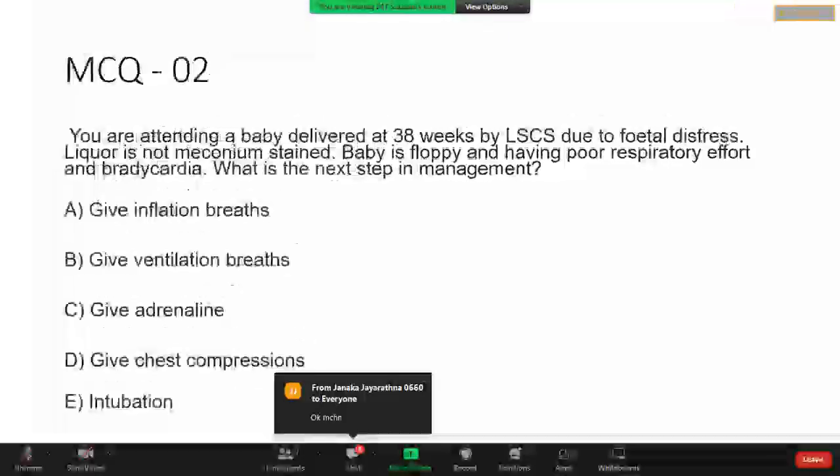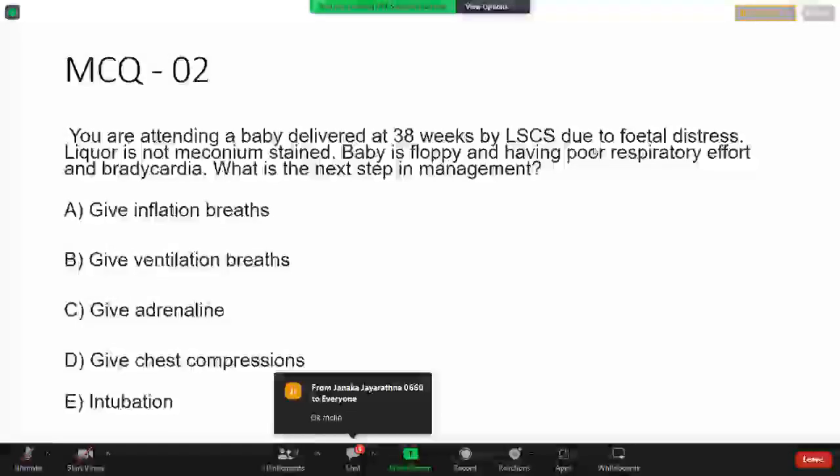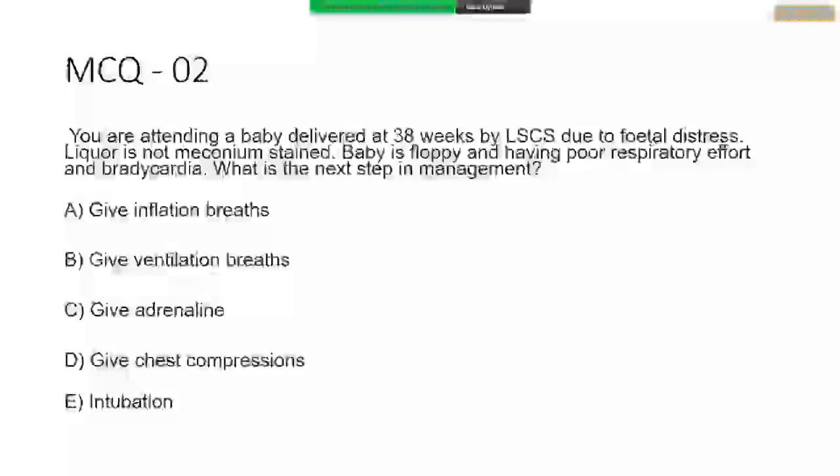Okay. So, you are attending a baby delivered at 38 weeks by cesarean section due to fetal distress. Liquor is not meconium stained. Baby is floppy and having poor respiratory effort and bradycardia. What is the next step in management? So having poor respiratory effort means the child is anyway having chest movements. The child is not like a dead one. It has respiratory movement. There are still movements in the child.